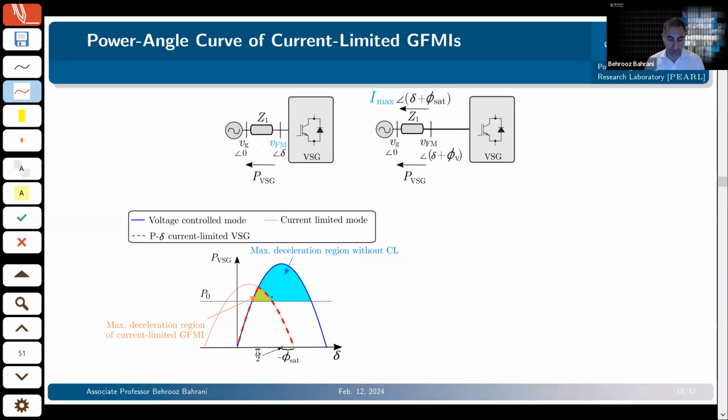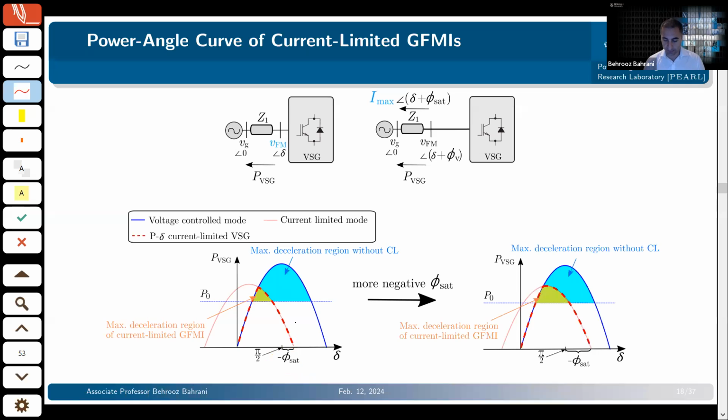And this will be my maximum deceleration region, obviously much smaller than when I have a voltage controlled or not current limited VSG. Now, if I had more phi sat, if you write all the equations and plot this, you'll see that your phi sat will be here. So that would be the distance between this point and pi over 2. Now, if my phi sat, or the saturation angle of the current, is larger and larger, this current limited mode curve will shift towards the right.